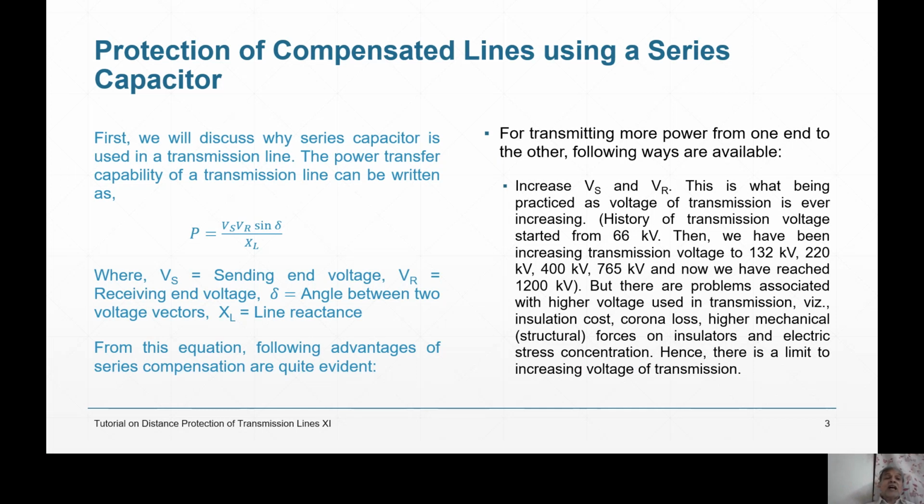So it will be Vs VR sin delta over XL minus XC, because C is minus, X is minus. So the electrical length of the line gets reduced, and therefore you can transmit more rated power and you can transmit more fault power without losing synchronism, without losing stability. So XC, that is the series capacitor, is added to the transmission system network.